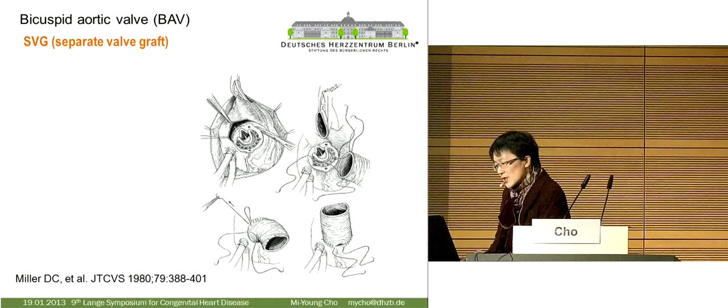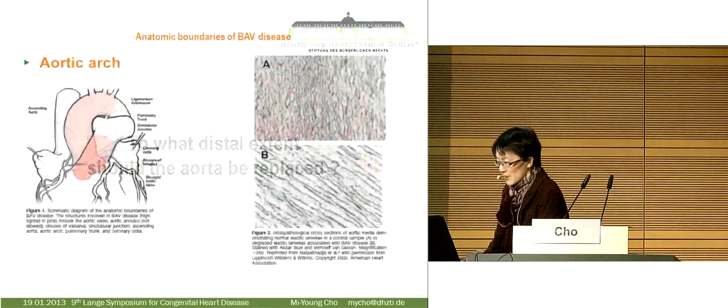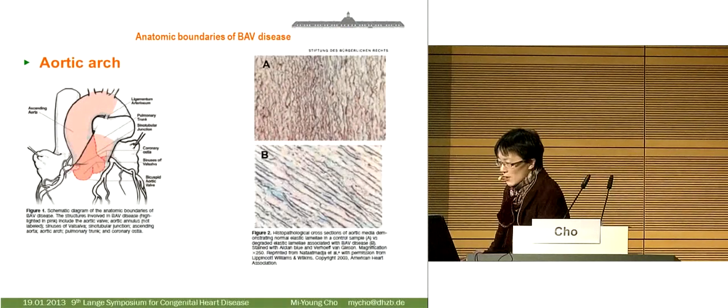Sometimes, but very seldom, you can just replace the valve and the ascending aorta. But to what extent, or to what distal extent should we replace the aorta? So if you look at embryogenesis, you can see that this part of the aorta, the aortic valve, the ascending aorta to the ligamentum arteriosum, and the main pulmonary trunk is derived from the neural crest. And so in bicuspid aortic valve disease, you have medial necrosis of all this part, usually. So here till here.